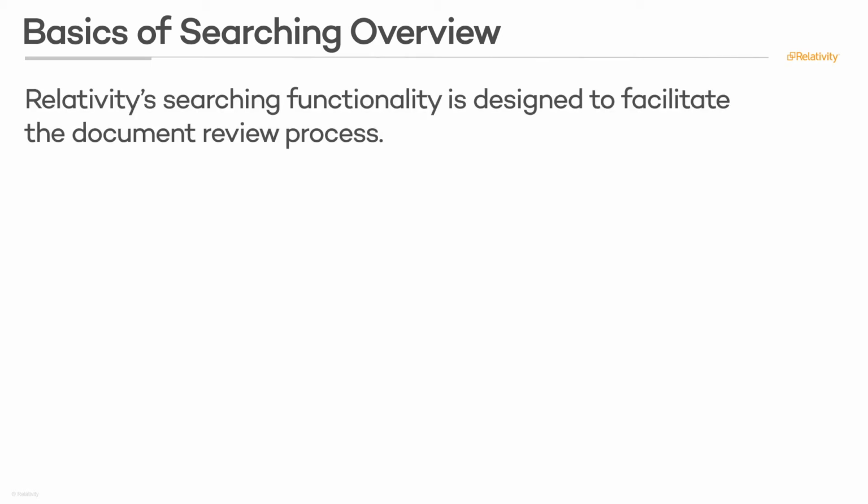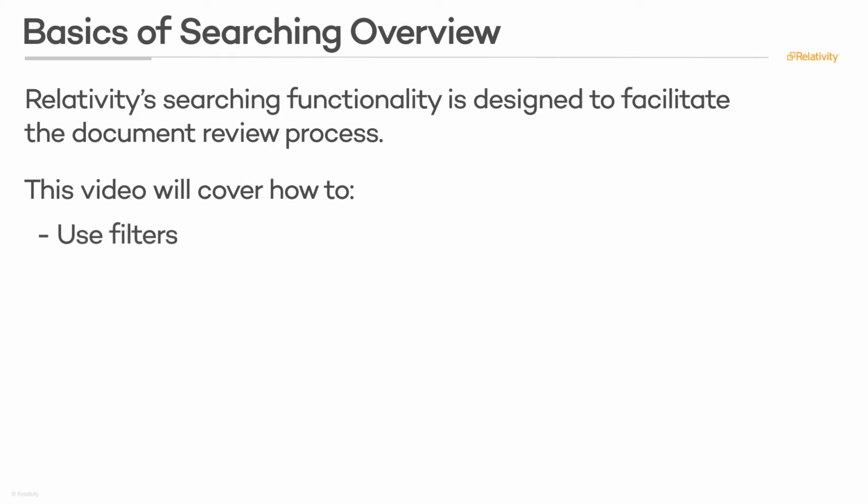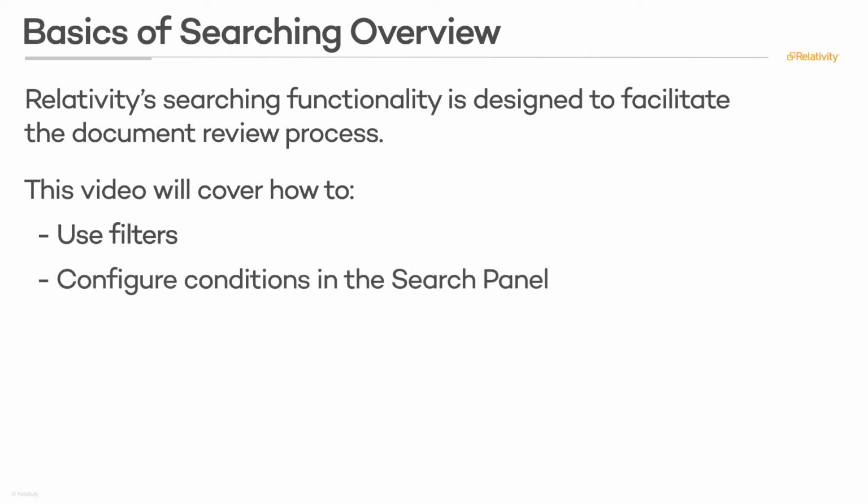Relativity includes flexible search features designed to facilitate the document review process. Using these features, you can filter on fields, perform keyword searches, or develop complex search queries. As a whole, searching in Relativity is simply powerful. In this video, we'll cover how to use filters, configure conditions in the search panel, and run a search from the search bar. Let's hop into Relativity and get started.